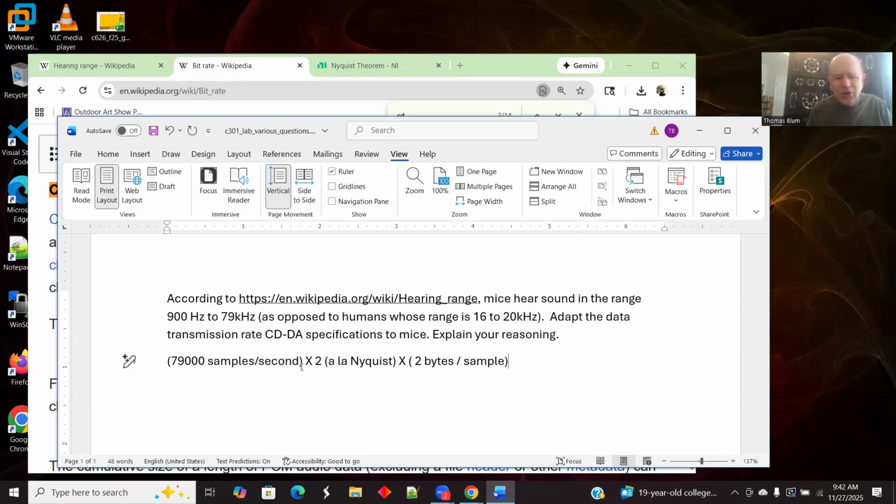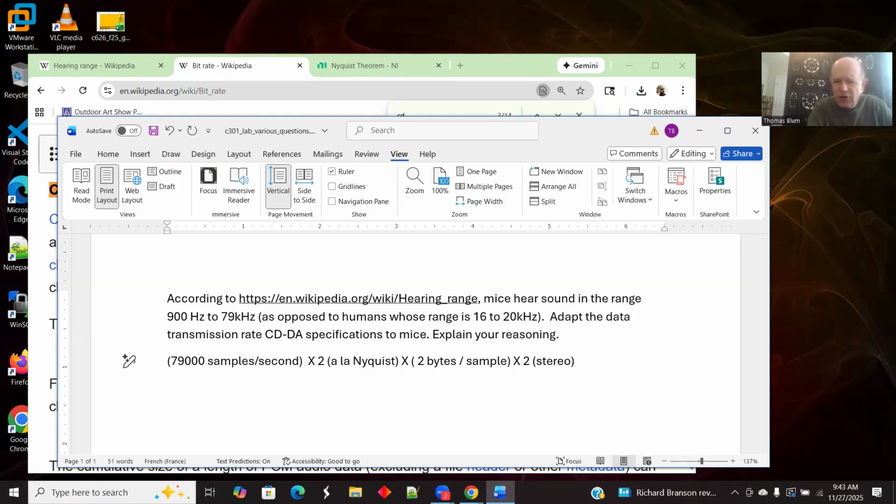We can see here in terms of our units, the sample in the denominator of the sampling rate is canceling with the 2 bytes per sample. And so now we're left with bytes per second. And then just another 2, which is again just a number, so no units, for stereo. So as a fast answer to this question, we'll take the upper range of mice hearing and multiply it by 2, a la Nyquist.